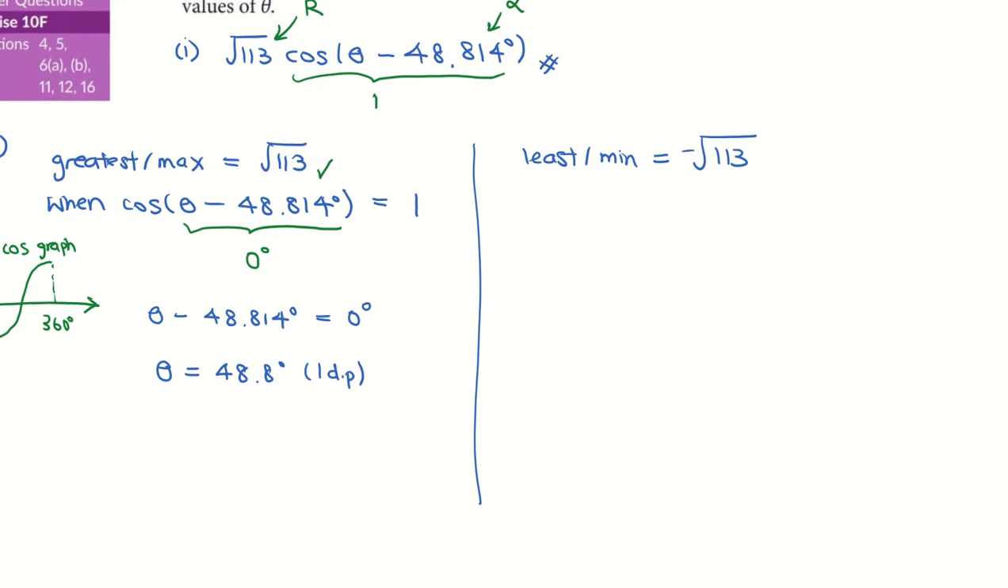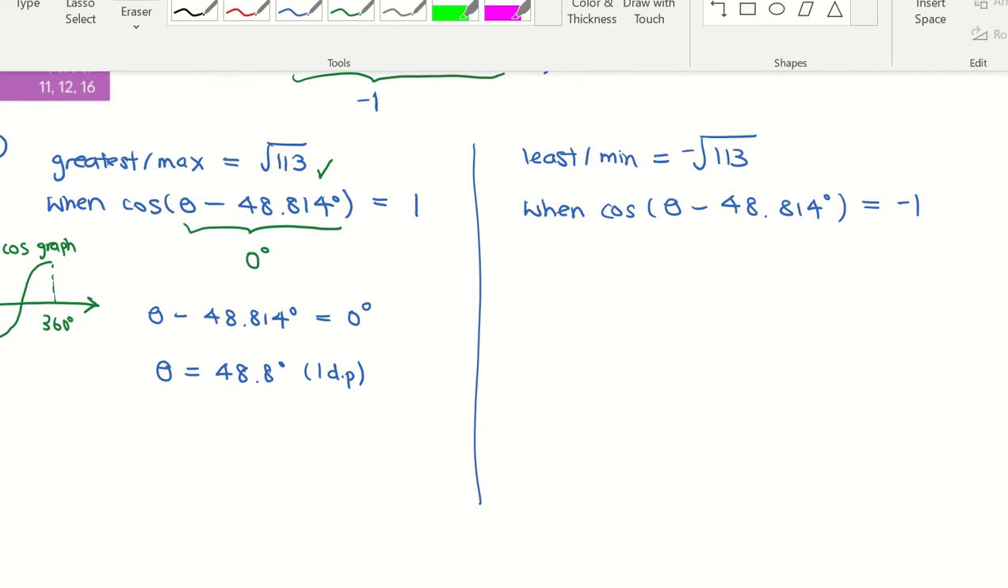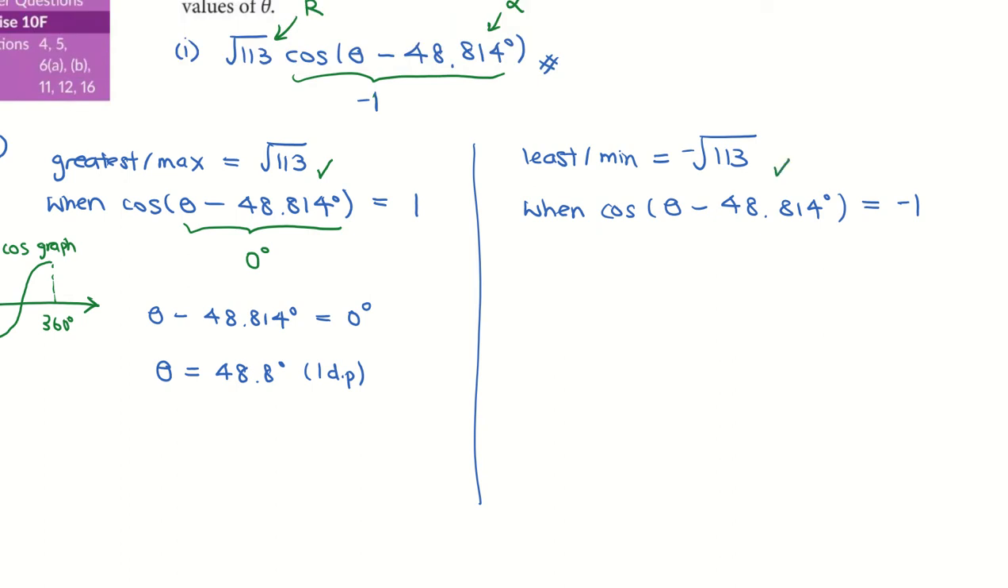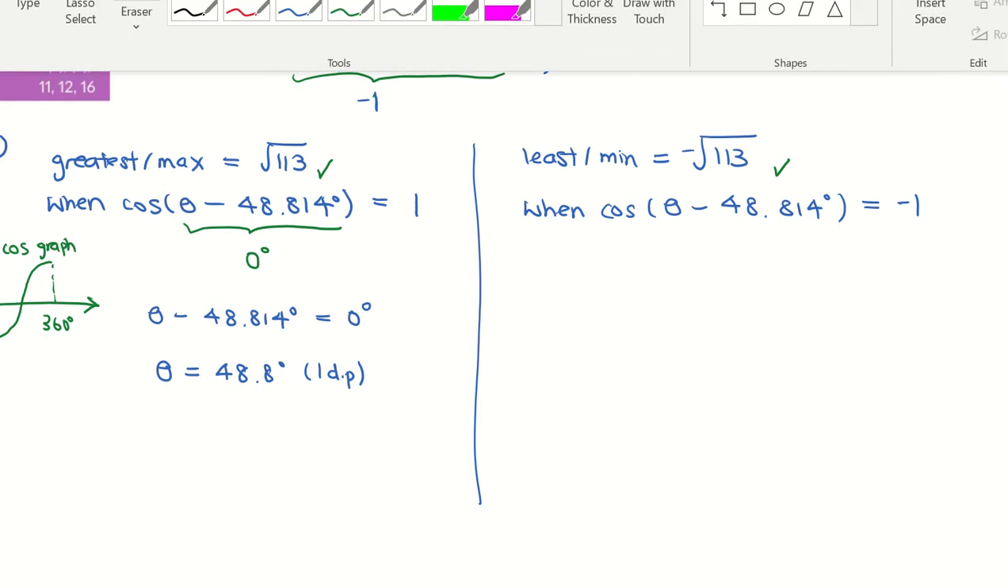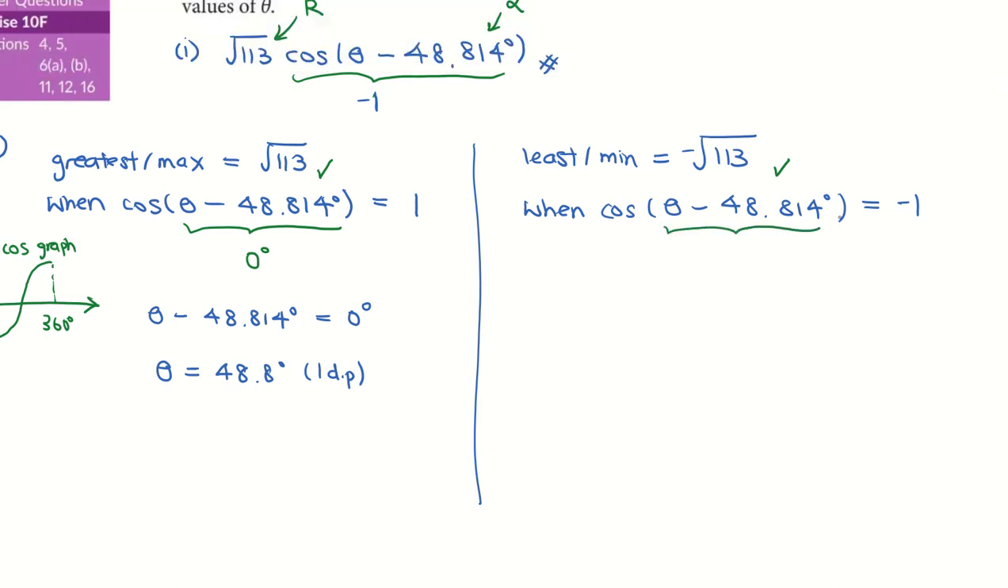Why is it negative root 113? This happens when cosine is also another special number. What is the least value for cosine graph? Negative 1. Let's say cosine is negative 1. Negative 1 times root 113 gives me negative root 113. So this is the value. Okay, so now on the corresponding angle. What is this angle such that when we cosine it, it gives me negative 1?